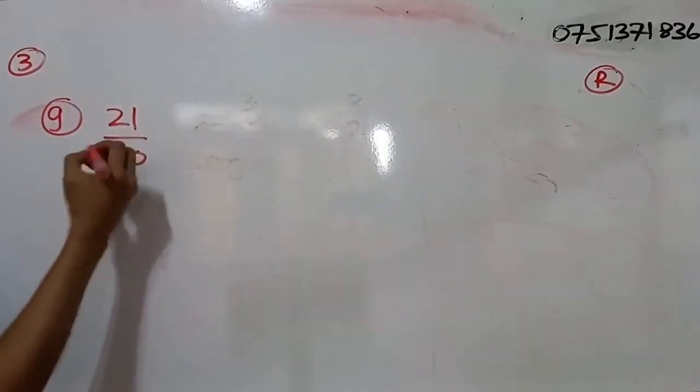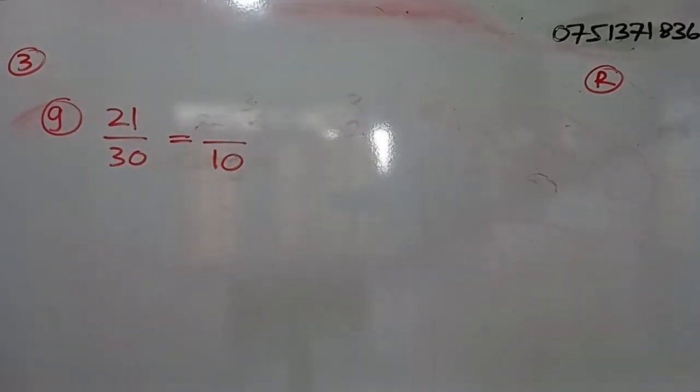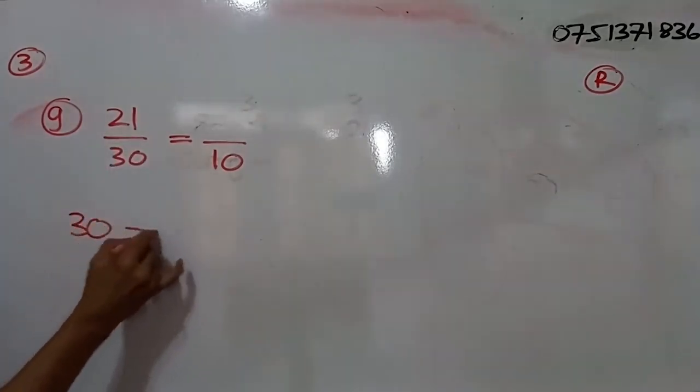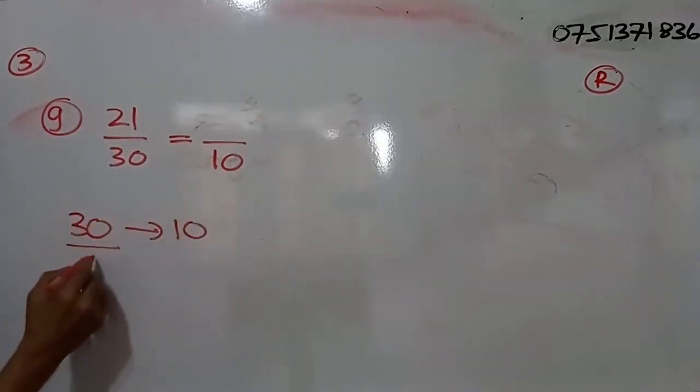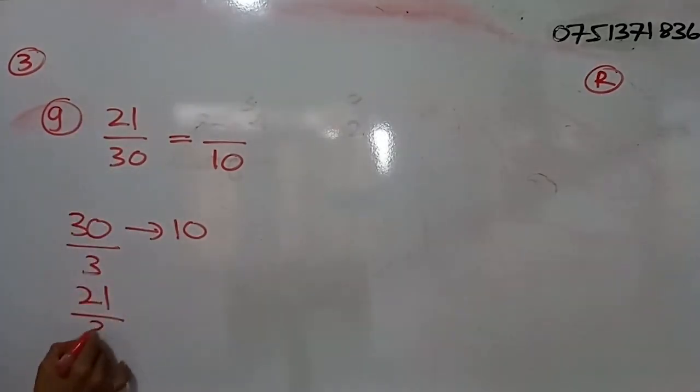21 by 30, that is equal to something, but the denominator is 10. We don't know the numerator. How do we convert this 30 into a 10? By dividing it by 3. So definitely we have to divide the numerator by 3 as well. So we get what? 7.